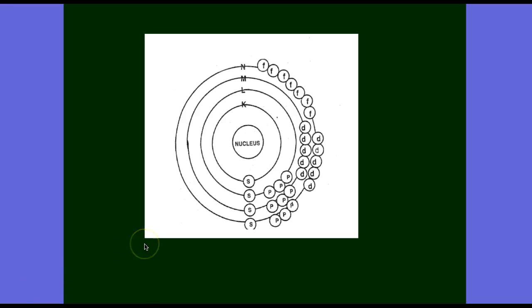Here's the screencast on electron configuration. So let's review what we learned last time. Here's the nucleus, and electrons are in energy levels surrounding the nucleus. You can't change what's in the nucleus, but we're just really talking about the electrons.